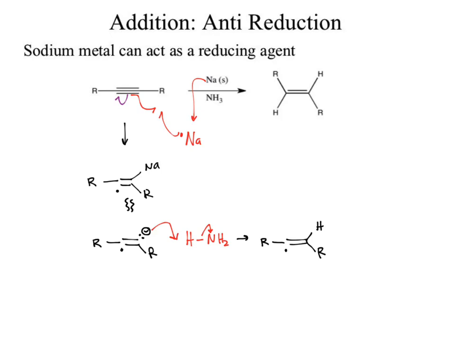Is that structure stable? No, why not? It's a radical, so what does it want? Another radical. Where do we have radicals being generated from? Sodium. So what happens? Another sodium. What's the result?